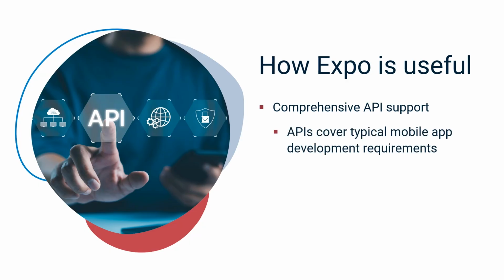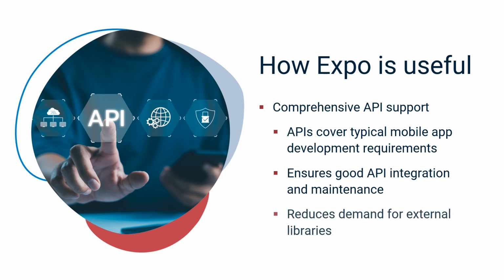Next is comprehensive API support. The APIs that are built into Expo cover a wide range of what is expected of a typical mobile app. This ensures proper integration and maintenance of the APIs across the platforms and reduces demand for external libraries.